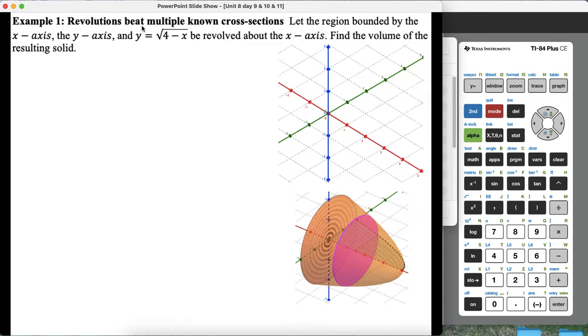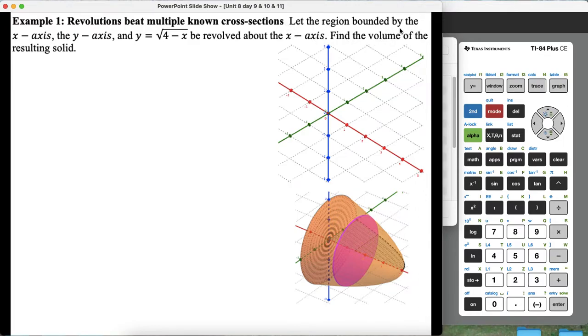using a revolution is kind of a better idea. It beats multiple known cross sections, right? We know that this is 4 quarter circle cross sections or 2 half circle cross sections if we wanted to deal with it as a known cross section. But a revolution is just a more efficient way of dealing with the calculation of the volume. So the stem kind of goes like this.